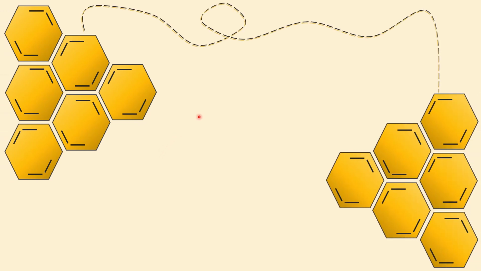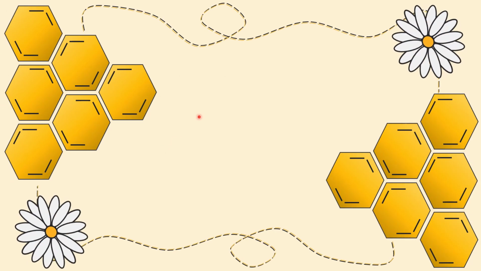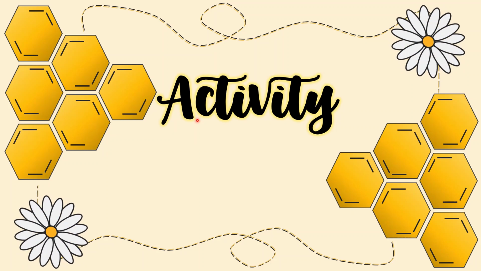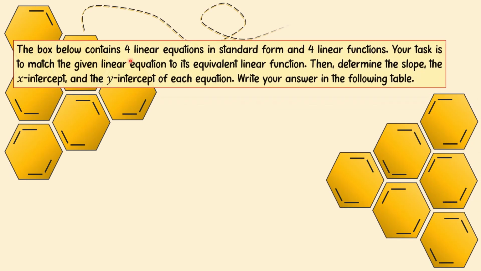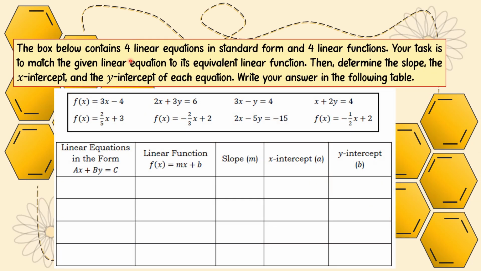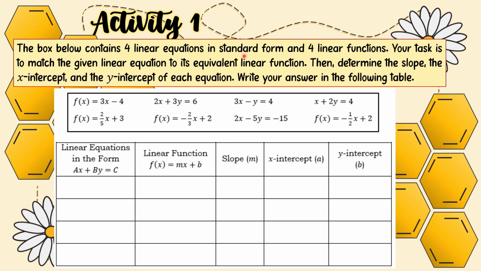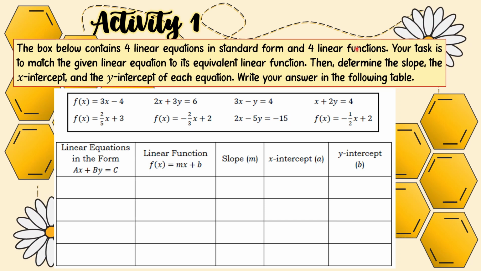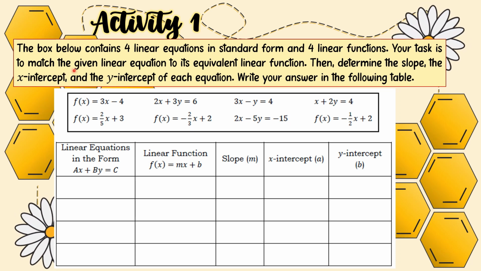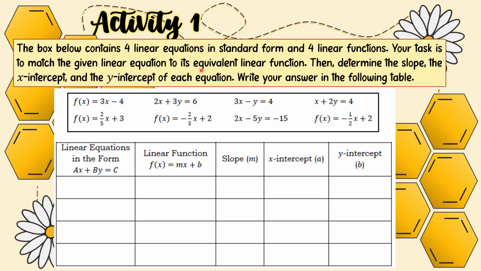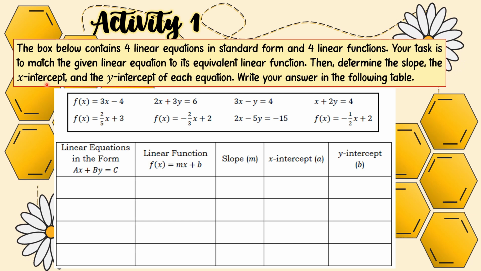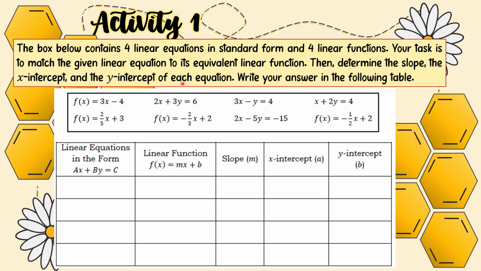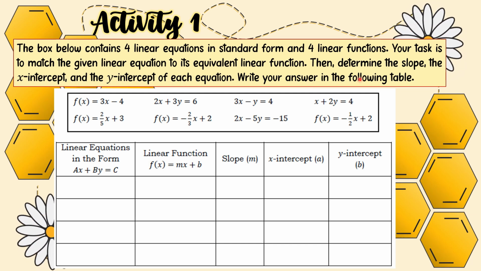Since we are done with our discussion of our lesson today, let us now have an activity. So we have here activity number 1. The box below contains 4 linear equations in standard form and 4 linear functions. Your task is to match the given linear equation to its equivalent linear function. Then, determine the slope, the x-intercept, and the y-intercept of each equation. Write your answer in the following table.